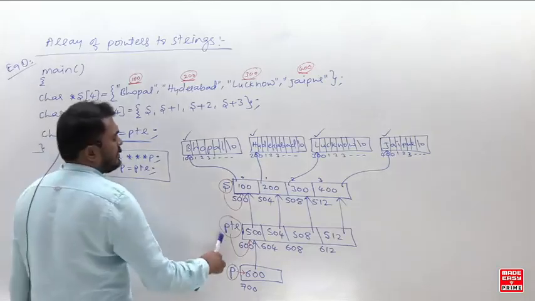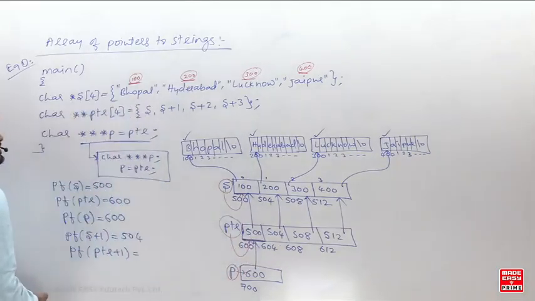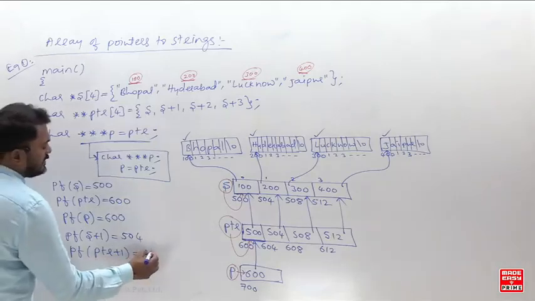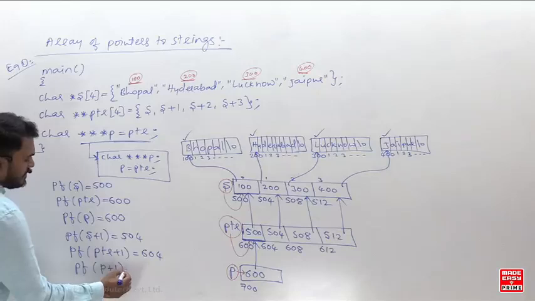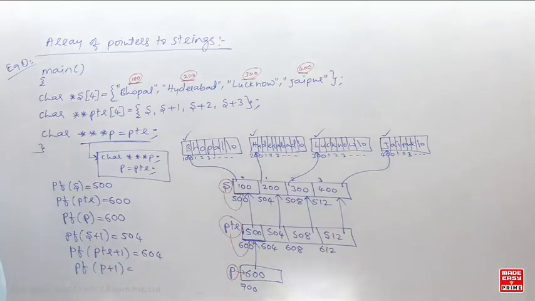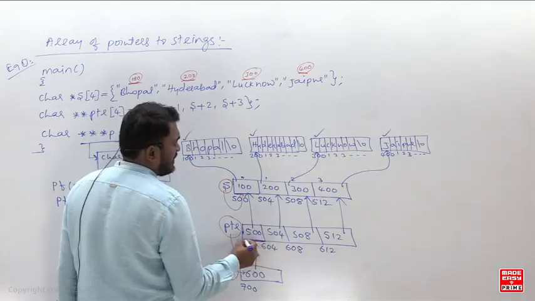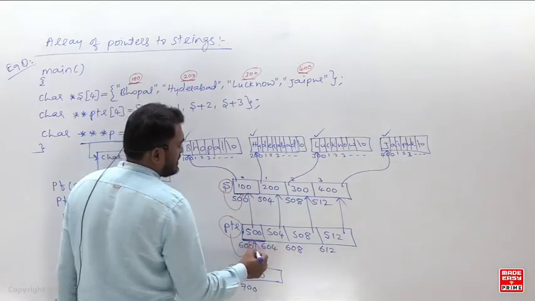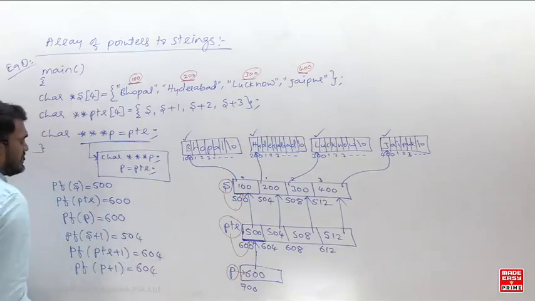And now tell me, if I say printf ptr plus 1. So ptr is also a pointer to this element. What is the size of this element? 4 bytes. If I say ptr plus 1, that is 604. And tell me next, printf p plus 1. P is also a pointer. It is also pointing to this element. What is the size of this element? 4 bytes. So that becomes 604.